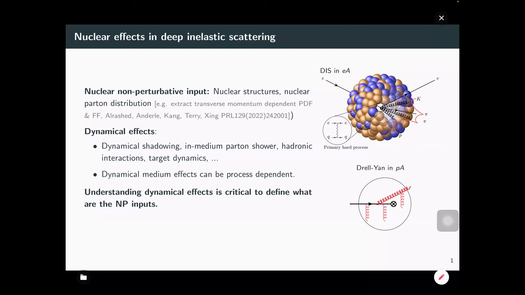For example, in DIS they show up as final state interactions, while in, for example, Drell-Yan production in pA collisions, we have a quark coming in and colliding with an antiquark in the nucleus to produce, for example, W or Z bosons. In this case, the cold nuclear matter effect comes in the initial state. We will try to understand these dynamic effects, which is critical to define what our non-perturbative inputs about the nucleus actually are. We also seek to find some universality between the cold nuclear matter properties in initial state processes and in final state processes.